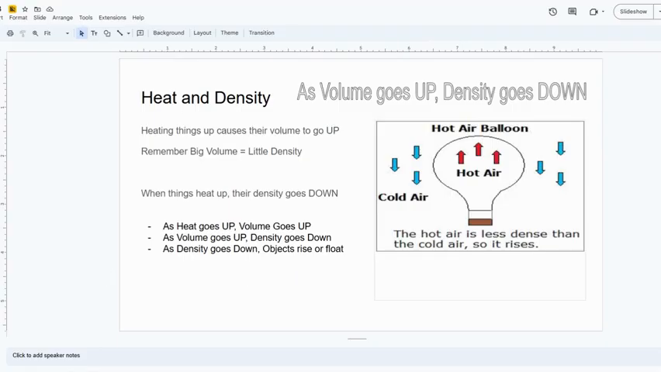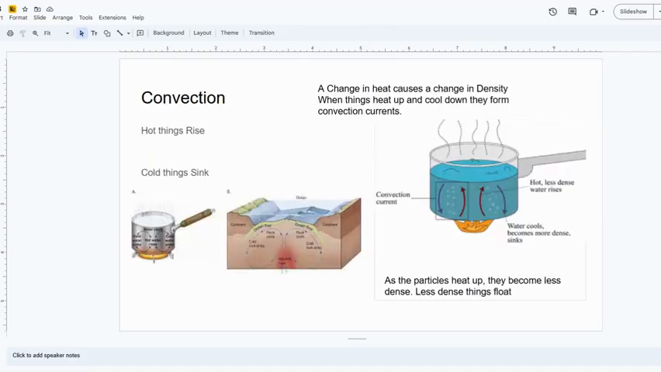And this goes back, as we said 2 minutes ago, this is convection. Say it with me. We heat it up. The particles are going to expand. That's going to say that they take up more space, so more volume. If there's more volume, the density goes down. And if the density goes down, the object rises.